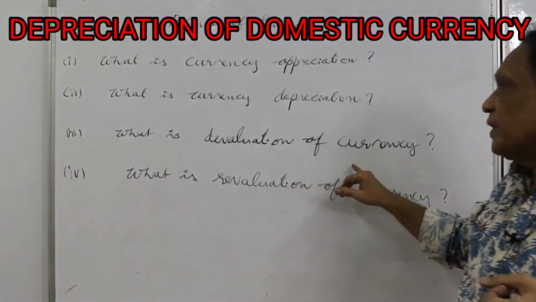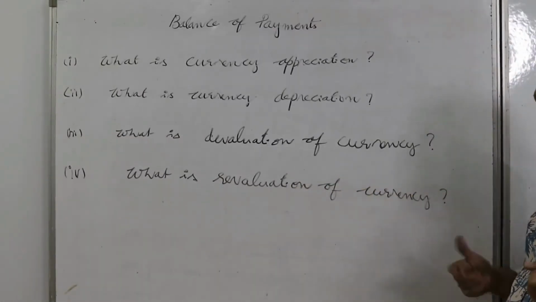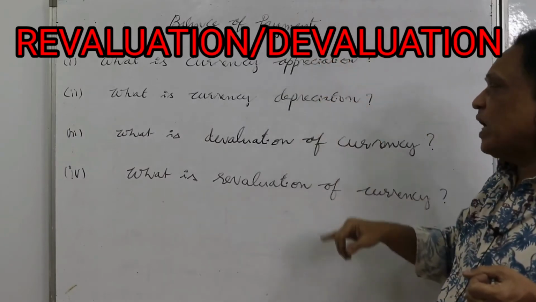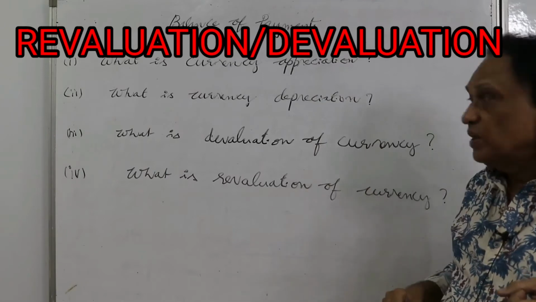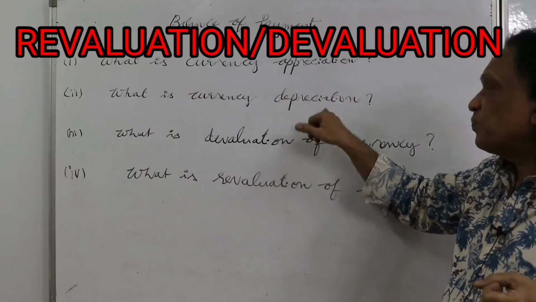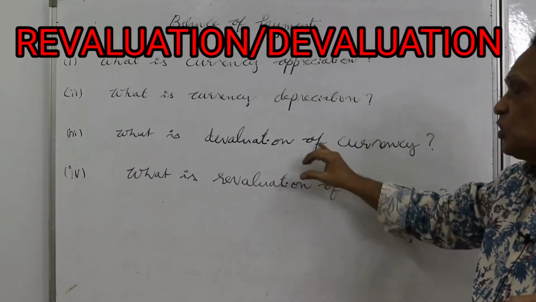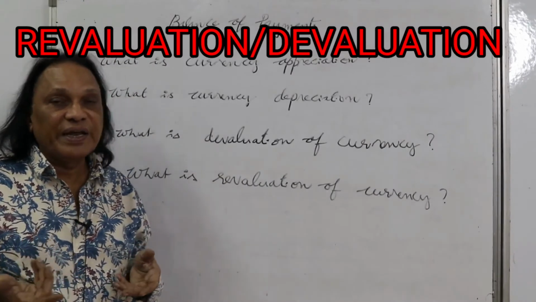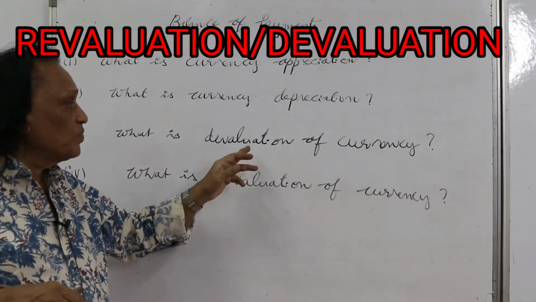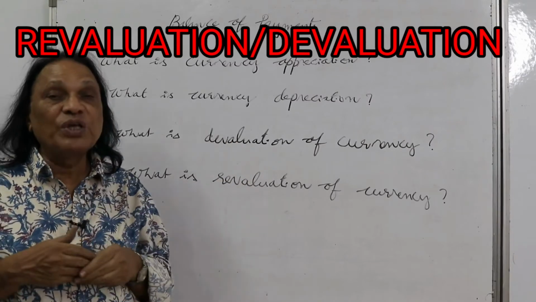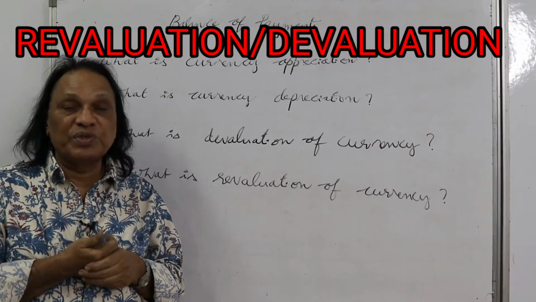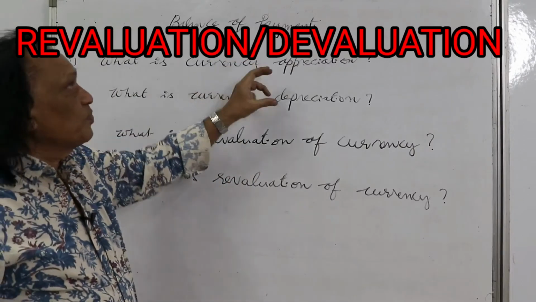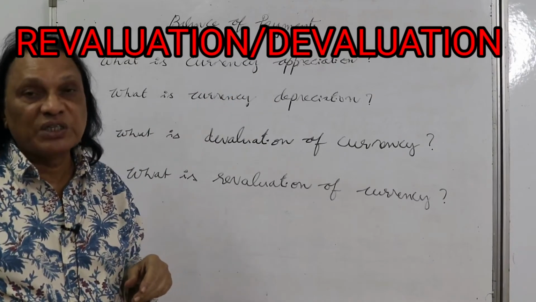Now come to, what is devaluation and revaluation of currency? These are the terms same like appreciation and depreciation. We have revaluation and devaluation. Appreciation means revaluation, depreciation means devaluation. Mind it, these two terms we don't use under flexible or free exchange rate. These two terms, devaluation and revaluation, we use under fixed exchange rate regime. Keep in mind, these two terms we use under fixed exchange rate system. These two terms we use under flexible or floating exchange rate system.